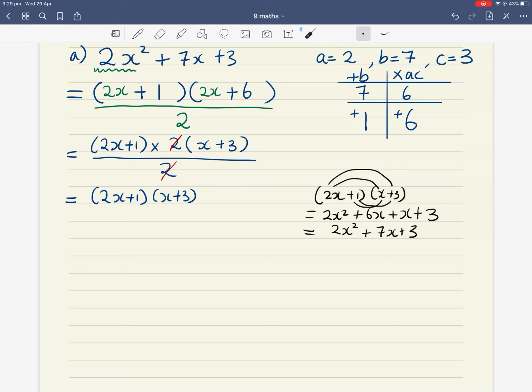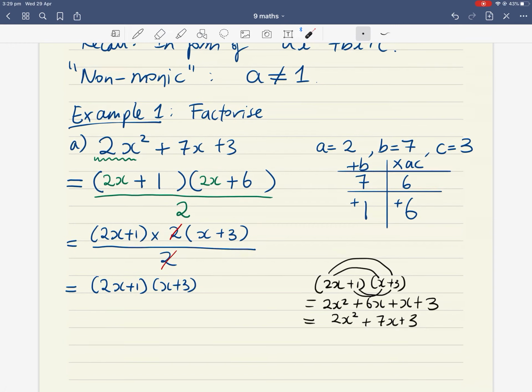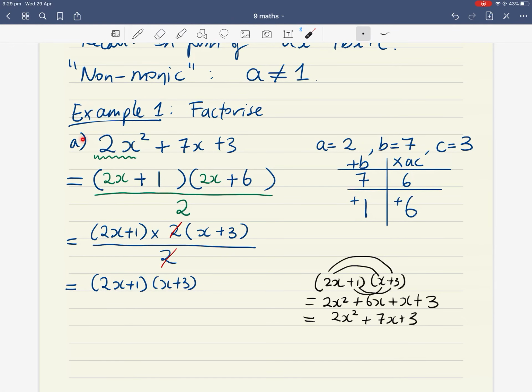If you simplify that, do you get what you started off with, which is 2x squared plus 7x plus 3? Yes, you do. So you know you factorized it correctly, because when you expand your brackets, you get back what you started off with, because factorizing is the opposite of expanding.